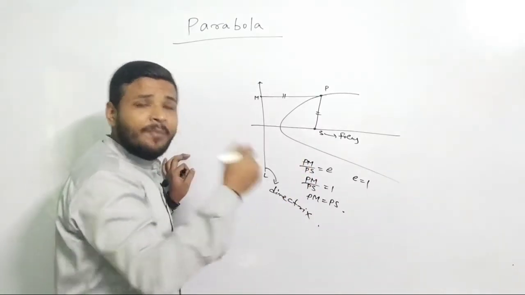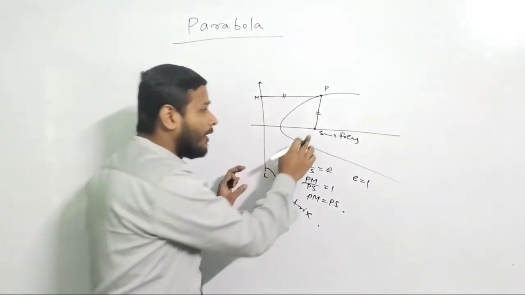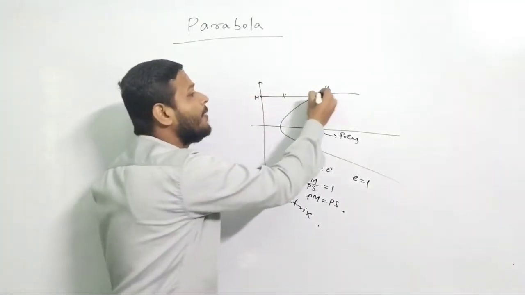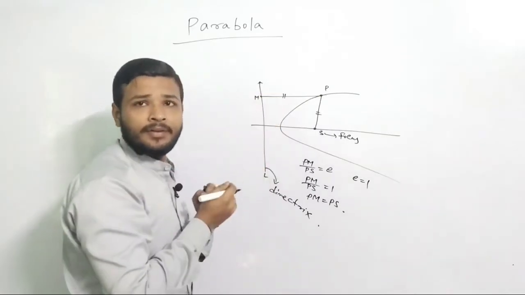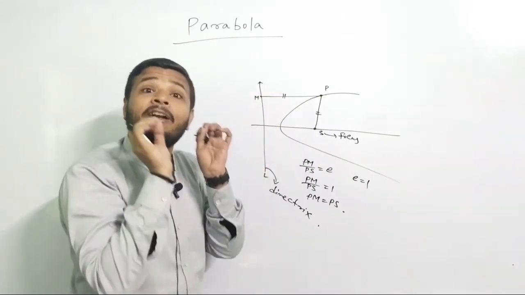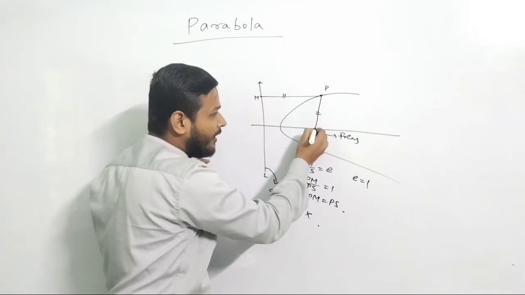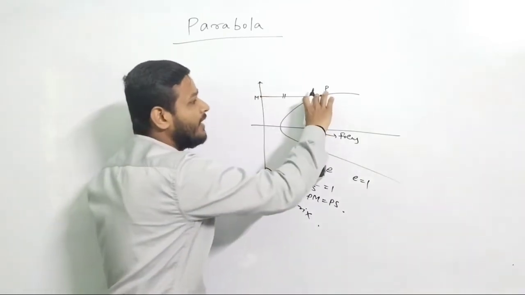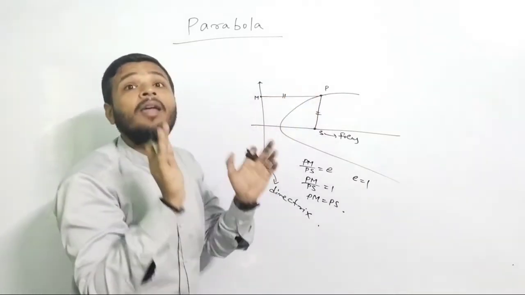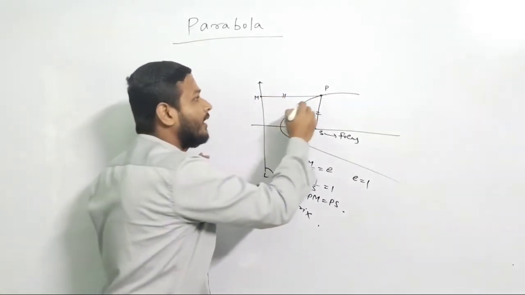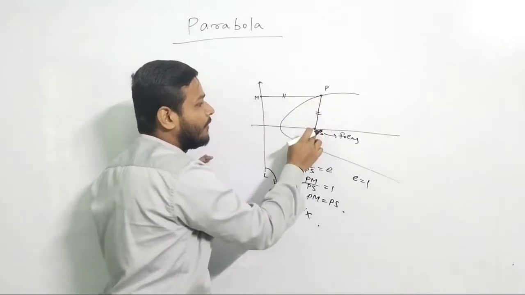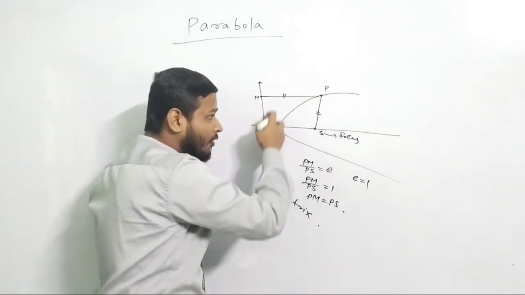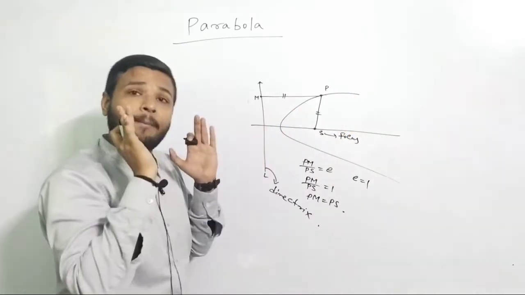Again we repeat: a fixed point S, a fixed straight line L, and a movable point P. This point P, which is equidistant from the point S and from the fixed straight line, that is PS equal to PM, is called a parabola. Then the point P traces out a path. This path is known as a parabola.